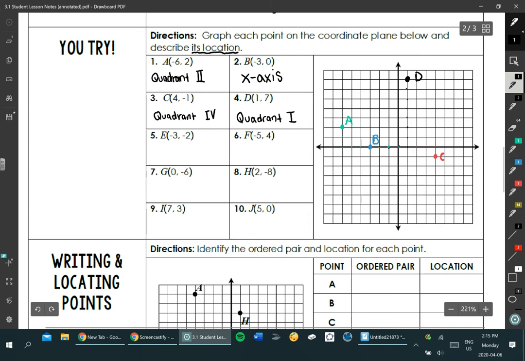All right, moving on to point E. So we're going to start at the origin. We're going to move left 3. 1, 2, 3. We're going to move down 2. 1, 2, and we end up right here. So we call that point E. And that is quadrant 3.